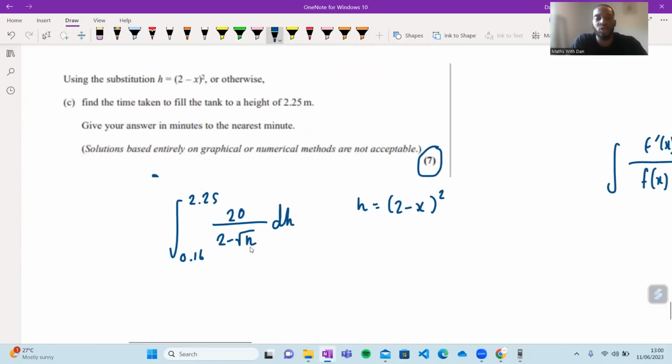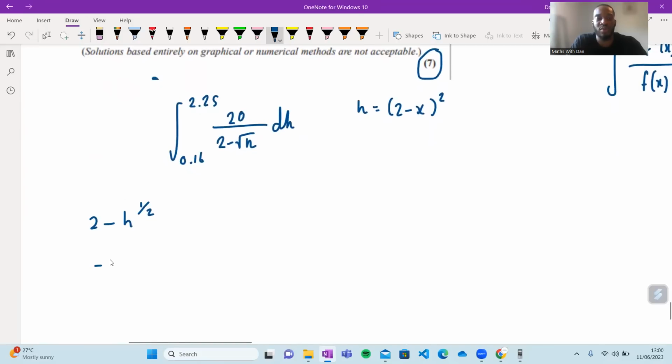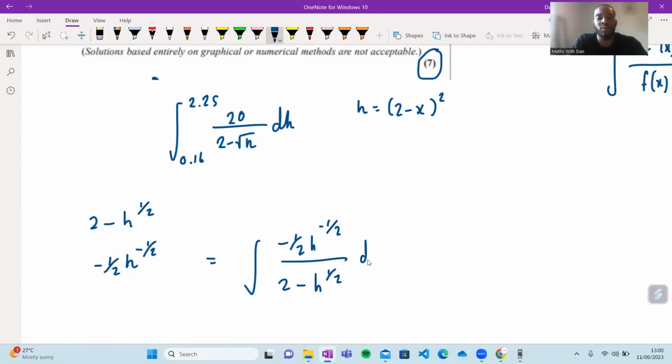So if I look at this denominator here and differentiate it, 2 minus h to the half, if I differentiate this, this will go to minus a half h to the minus half. If the question was minus a half h to the minus half on the top, and that on the bottom, the numerator is a derivative of the denominator. So therefore, it will be the ln of that. We can't do this here. Does that make sense for anybody that put ln? Is that clear? Yeah? Okay, no worries.